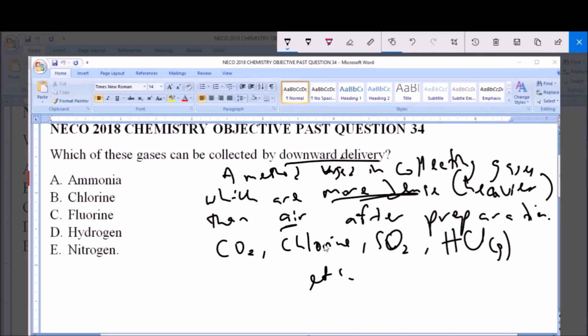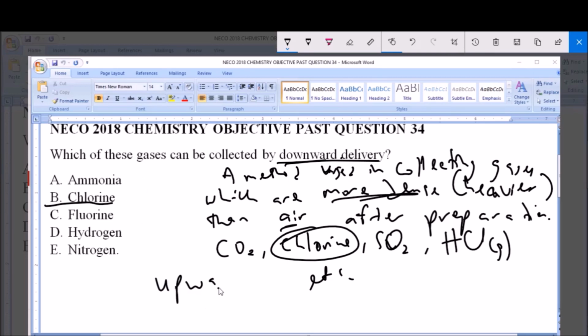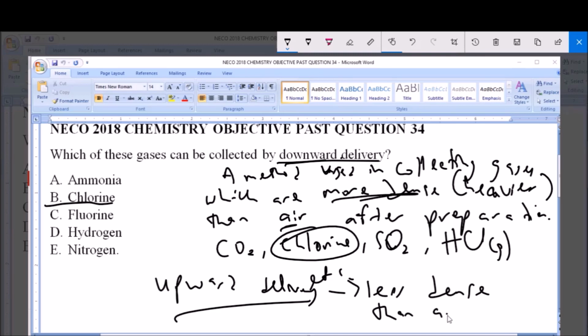Now amongst the options we have listed chlorine. So chlorine, B, is the answer to this question. It is the gas that can be collected by downward delivery. Every other gas amongst the options is collected by upward delivery, which is a method used to collect gases that are less dense than air. So as we have established, chlorine is more dense than air and hence is collected by downward delivery.